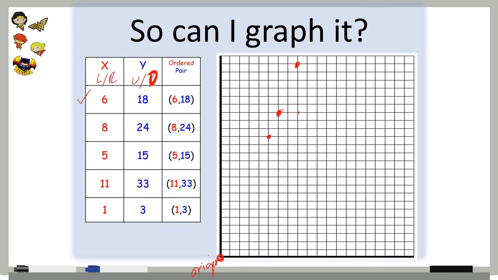Right. And then nice and easy, this last one that I gave you, I know you made your own, is 1, 3. So I go over to the right 1 and up 3, and I plot my point.